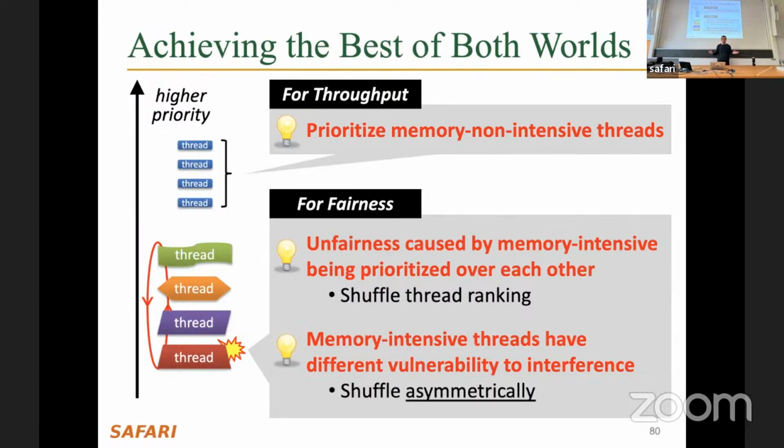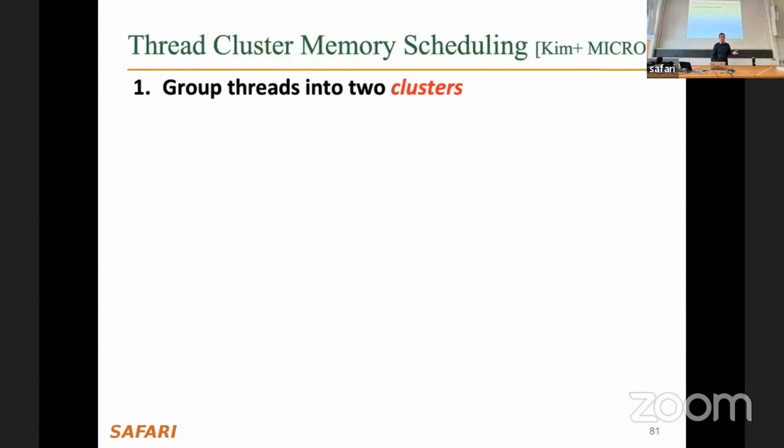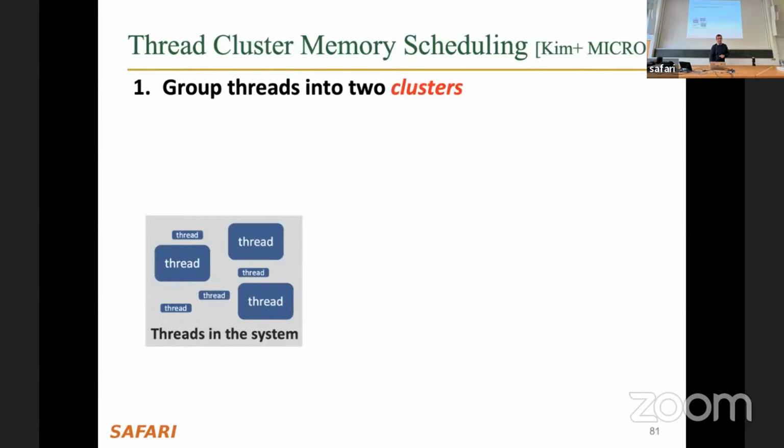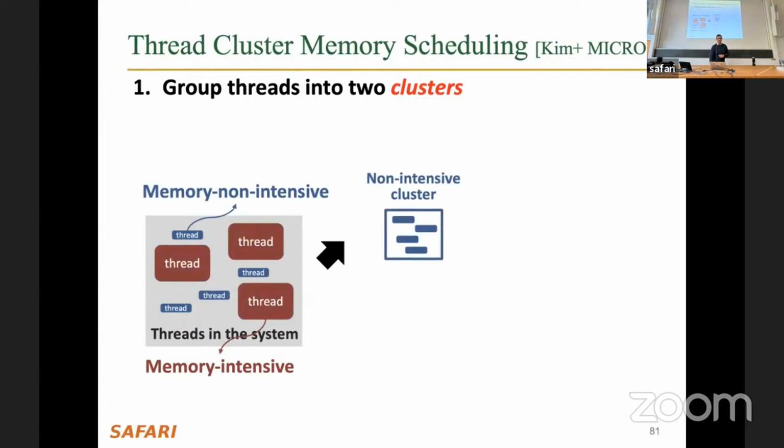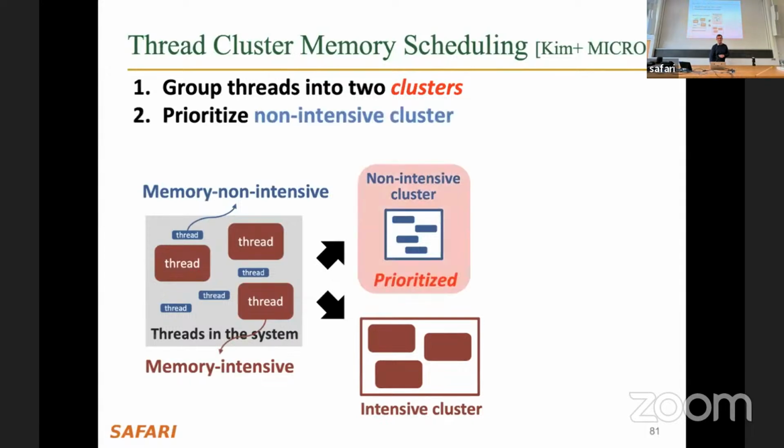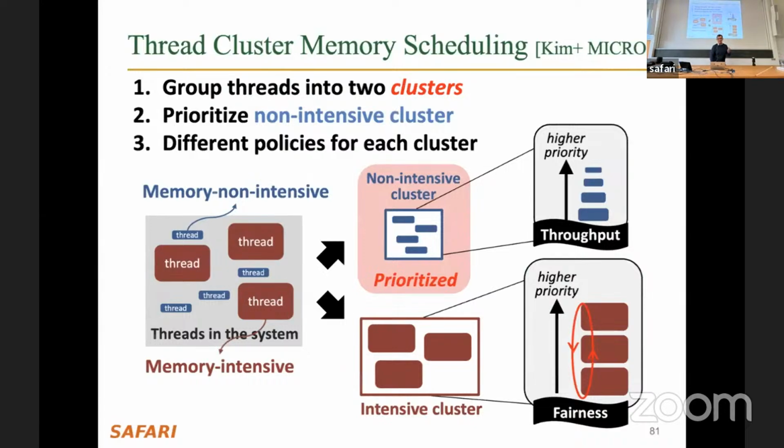It's, again, a framework. We're grouping threads into different groups, as you will see. So we're going to group threads into two clusters based on their characteristics. Some of them are memory non-intensive. Some of them are memory intensive. We're going to prioritize the non-intensive cluster, which is good for fairness as well as throughput, actually. And then within each cluster, we're going to employ different policies. Inside the non-intensive cluster, we're going to prioritize for throughput because these threads do not hurt each other as much. They're not very intensive. Threads that are less intensive will get higher priority.